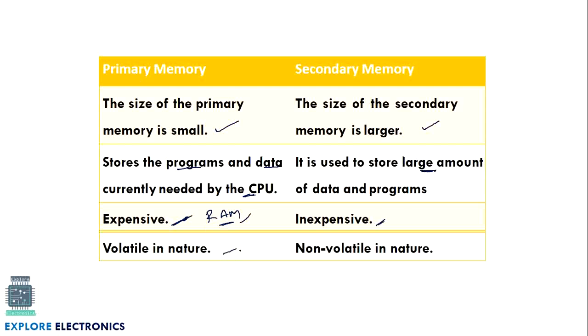And RAM is volatile in nature, which means the data will be deleted once the power is off, but the hard disk data is not going to be deleted. That's why it is non-volatile.